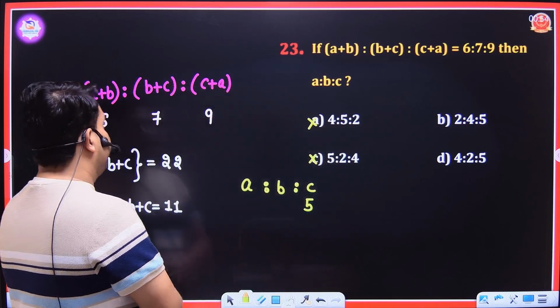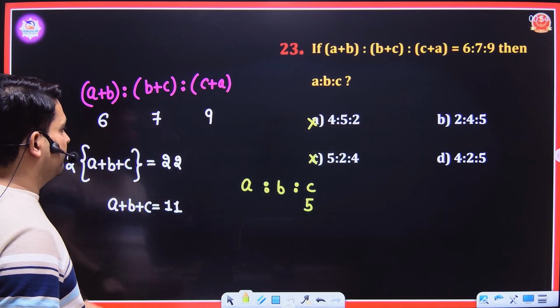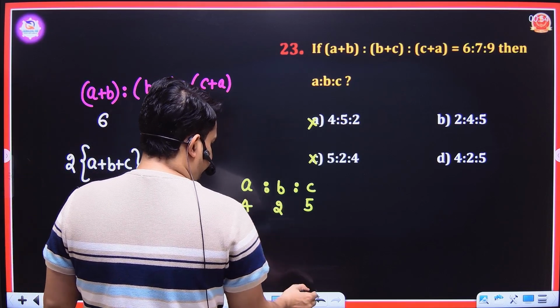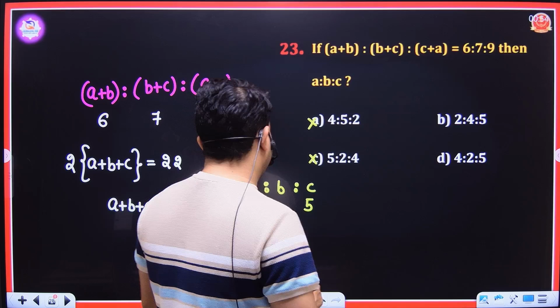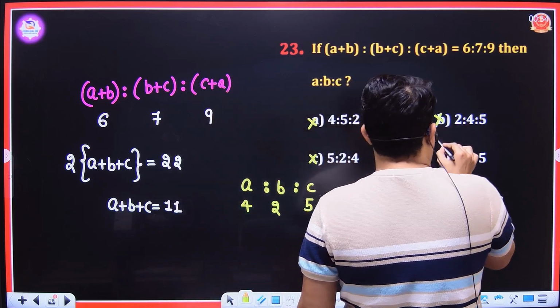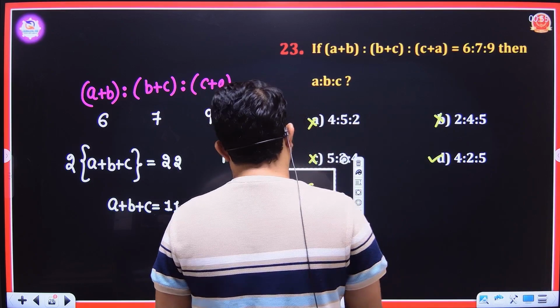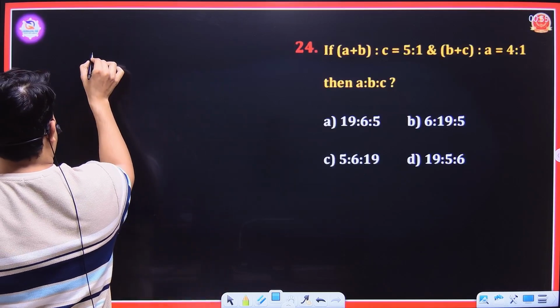What we have? We have b plus c is equal to 7. Then a must be 4. a is 4 in option number D only. Then this must be 2. So 4, 2, 5 is the correct answer here. So we have type 7. That is the last ratio.